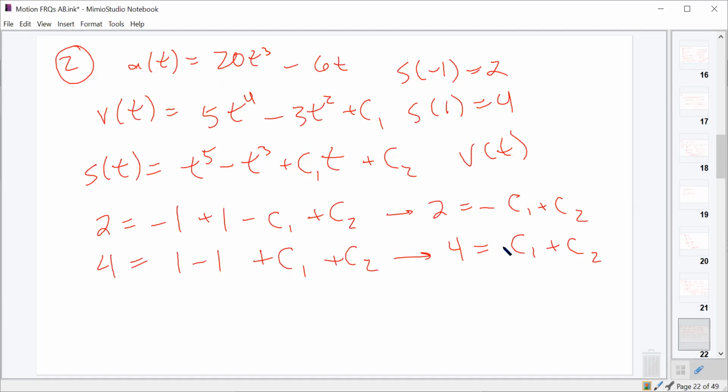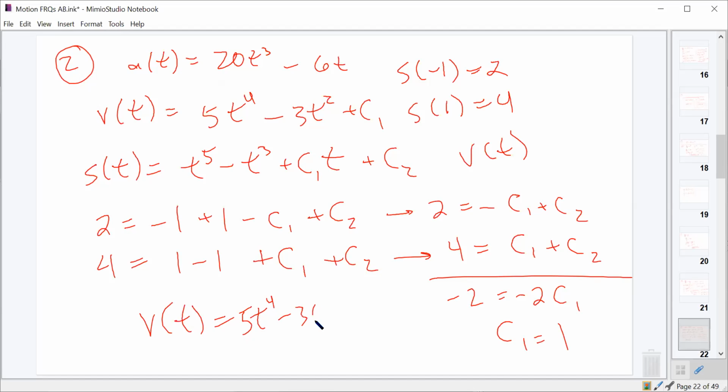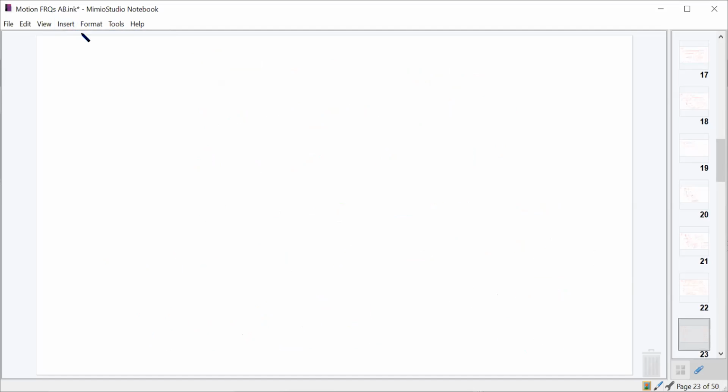We want to find the velocity function, so we really need to figure out what c1 is. Let's just subtract these. -2 equals -2 c sub 1. C sub 1 equals 1. So v of t ought to be 5t to the 4th minus 3t to the 2nd plus 1. Good on that one or no? All right. Thank you.